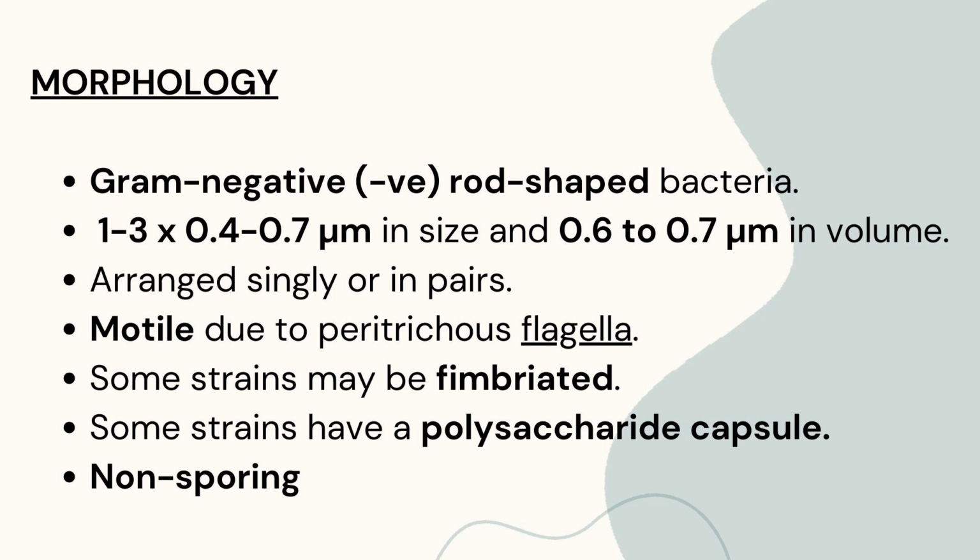Some strains have a polysaccharide capsule. Capsule is a thick gelatinous layer that surrounds the cell wall. Mainly E. coli strains that are isolated from extraintestinal infections, such as the bloodstream and urinary tract, will have a polysaccharide capsule. They are non-sporing, so E. coli do not form bacterial endospores.